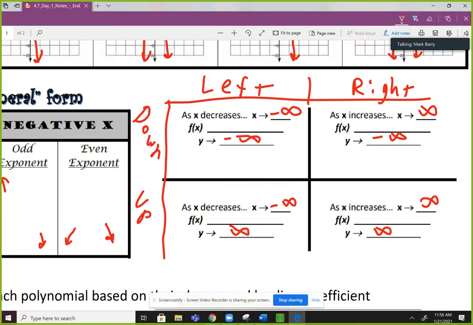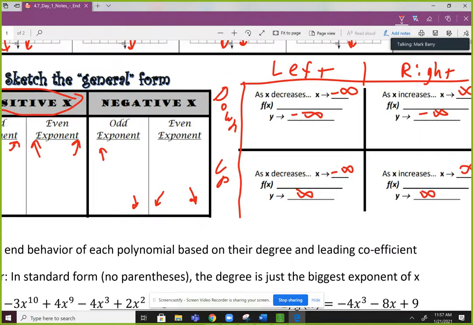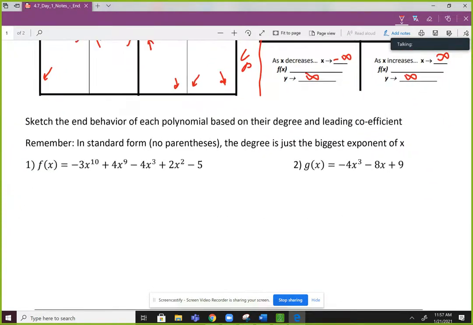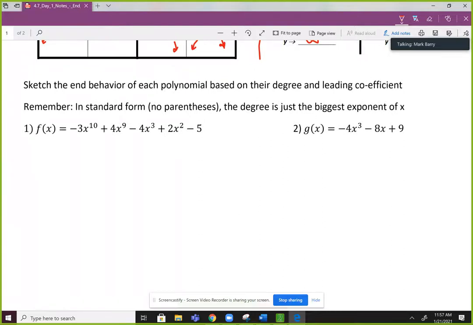All right, so let's take a look at some practice problems here. Or let me wait like 15 seconds in case you need to get caught up. Okay, so let's take a look at some practice problems here. We're going to sketch end behavior of each polynomial based on their degree and their leading coefficient.